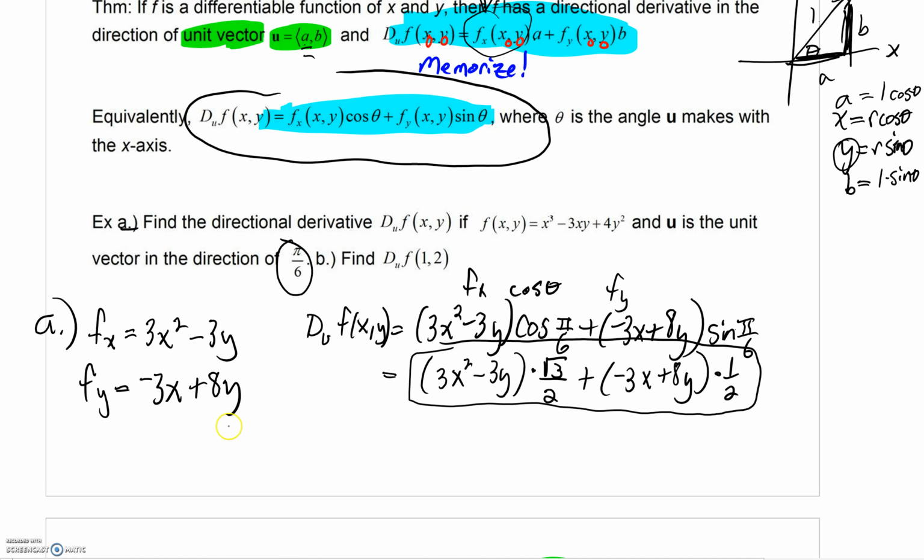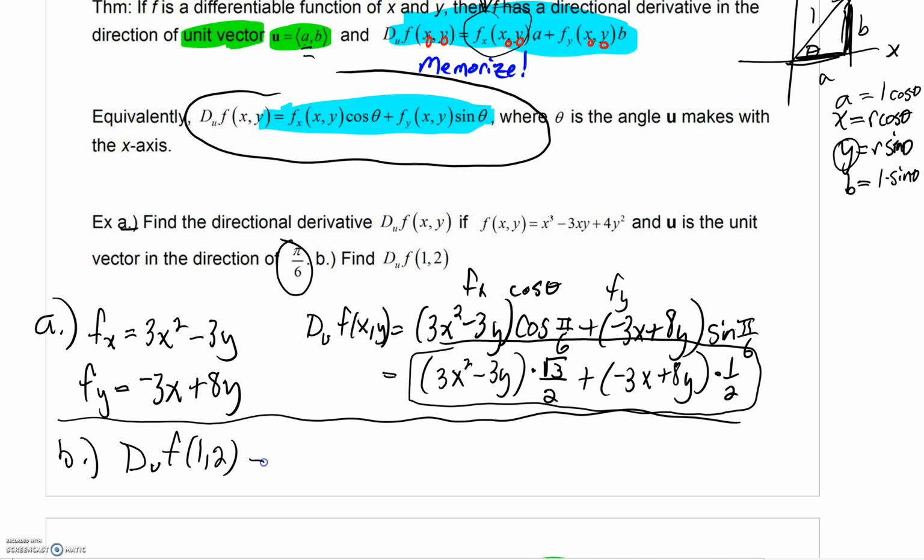But at the end of the day, let's do part B right here. We can say d sub u would be f of 1 comma 2. What does that mean? Everywhere where we had our x, it's really like an x naught. We're going to plug in a 1. So we have 3 times 1 squared minus our y, which is a 2. That's 3 times 2. Here's our root 3 over 2. And then we'll say negative 3 times our x, which is negative 3 times 1, plus 8 times 2, and here we've got a 1/2.